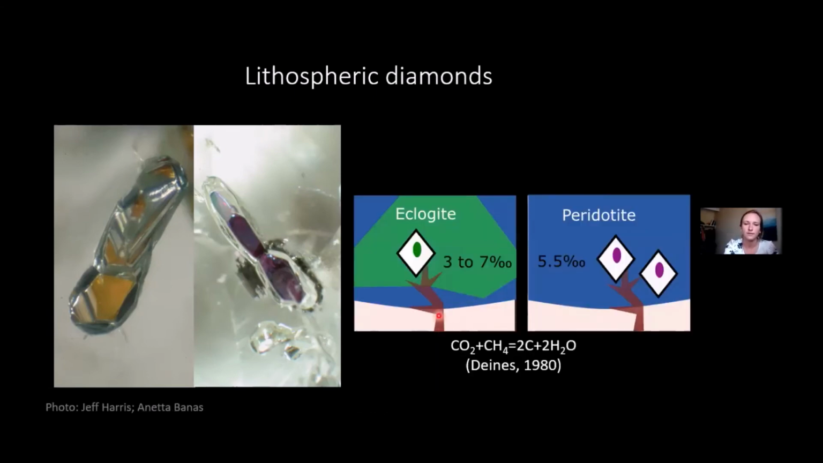And so following other researchers, we agree that the most likely way that lithospheric diamonds are formed is via the metasomatic infiltration of various lithologies that you find in the craton, including eclogite and peridotite.